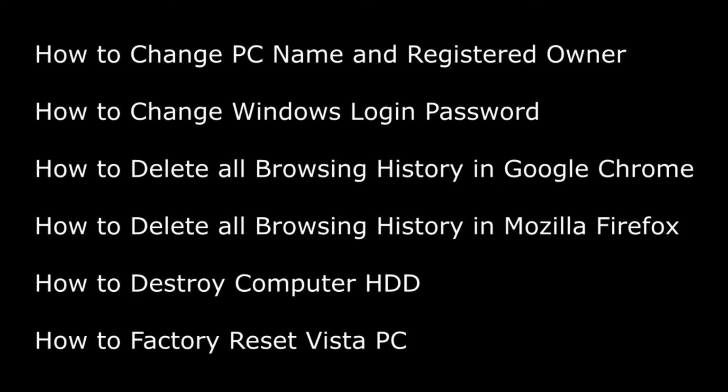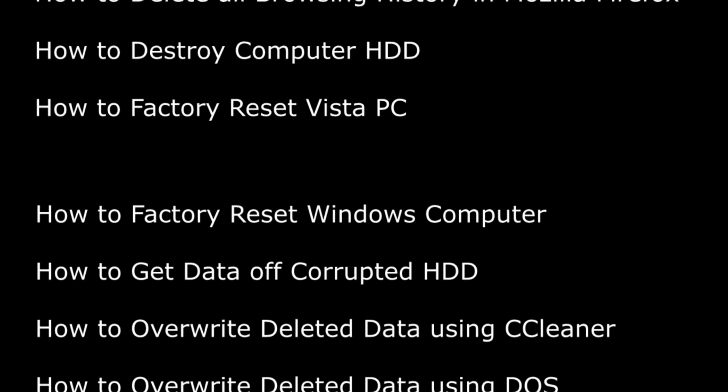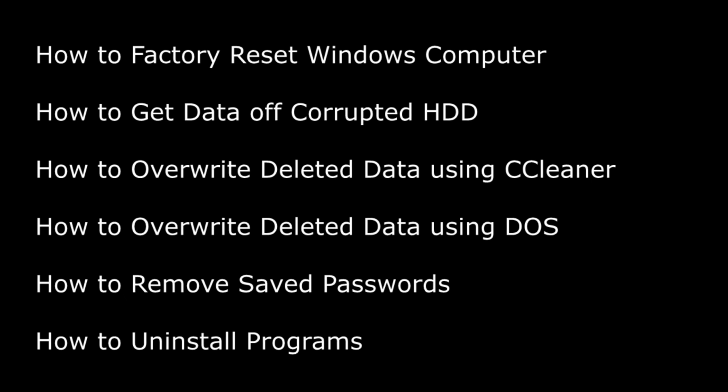This tutorial shows you how to change PC name and registered owner, change Windows login password, delete all browsing history in Google Chrome and in Mozilla Firefox, how to destroy computer hard disk drive, and how to factory reset Vista PC. Also, how to factory reset Windows 7 computer, to get data off corrupted hard disk drive, to overwrite deleted data using CCleaner or using DOS, how to remove saved passwords, and how to uninstall programs.